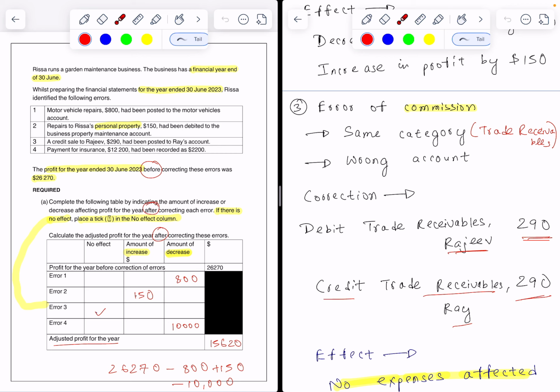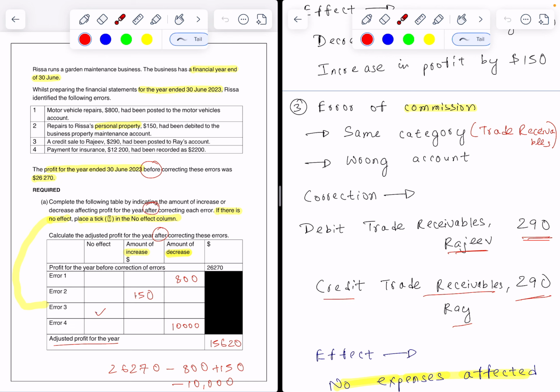Originally, we would have debited the trade receivables account for Ray because we thought assets are going up due to Ray's credit sale. But now we know that that's not the case. We have to reduce that trade receivables by $290, and when assets go down, we credit it. So we credit the trade receivables account of Ray by $290. Simultaneously, we'll record the credit sale in the account of Rajiv, and Rajiv being a credit customer is also an asset, and when assets increase in value, we debit them. So we will debit the trade receivables account for Rajiv by $290.